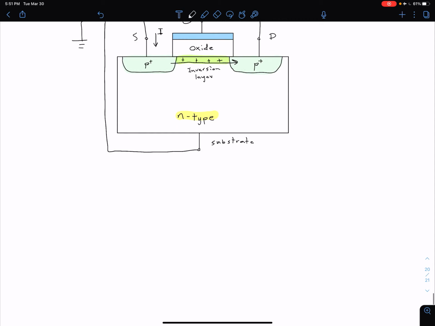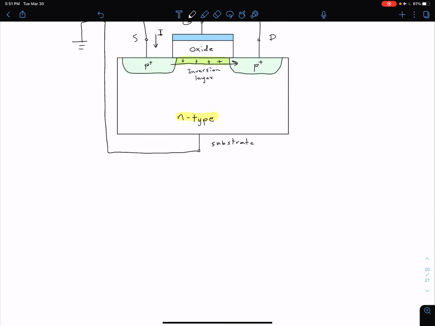Again, same basic operation principles. In this case, we need a negative gate voltage to turn on the device. We're assuming that we have an enhancement mode device. We can also have a depletion mode device where we already have that inversion layer with no gate voltage. But for what we talked about above, we have an enhancement mode device.